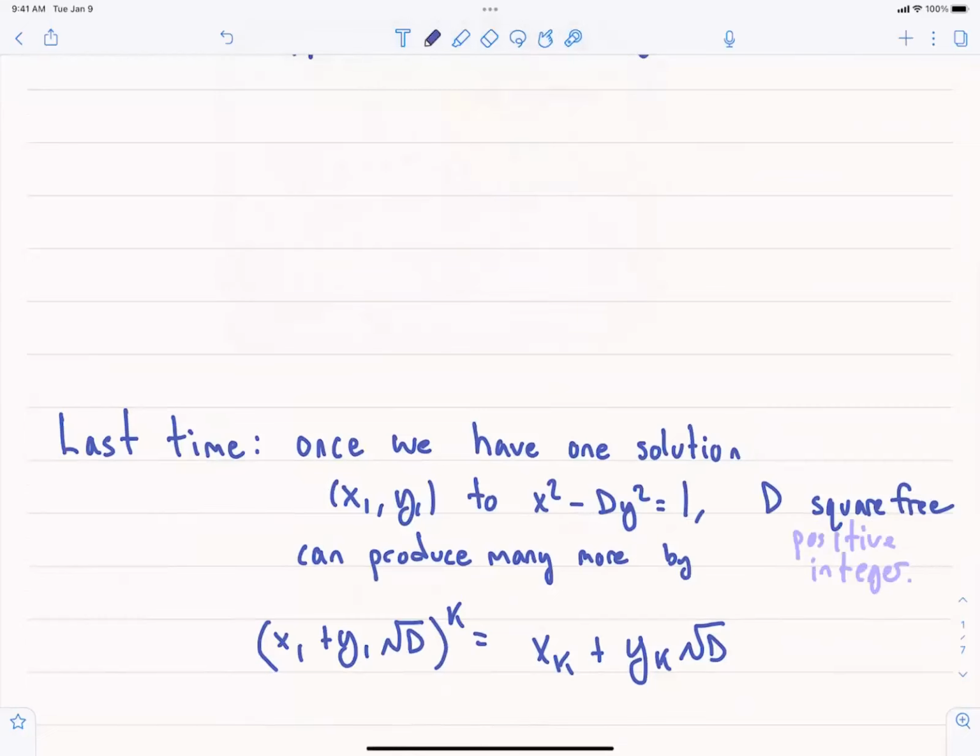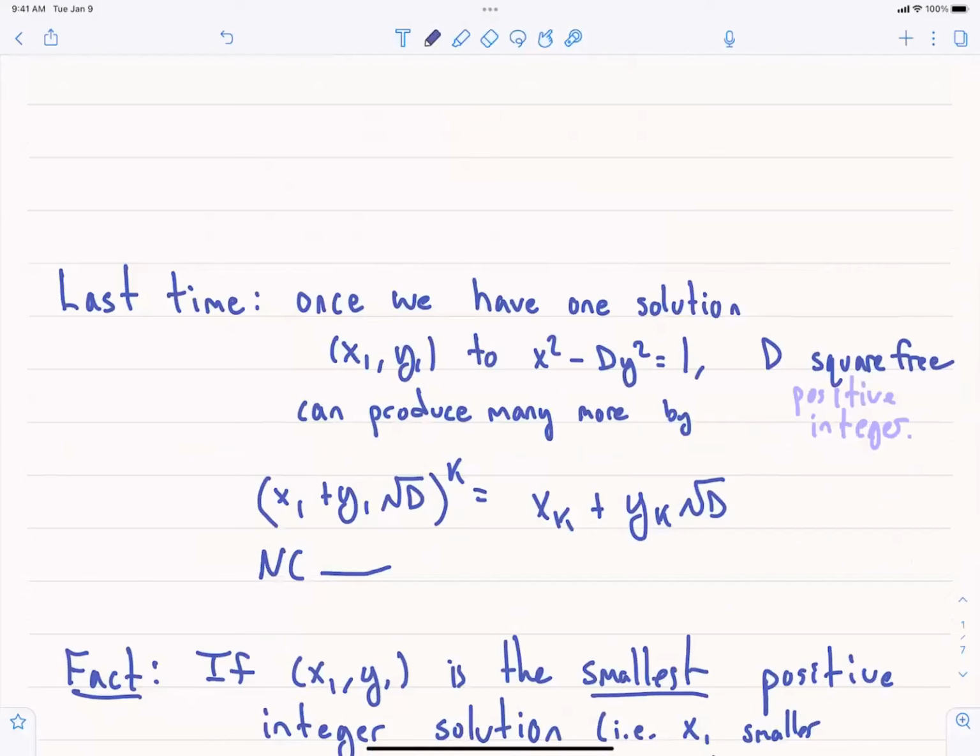And the main thing we saw is that once we have one solution, then we can produce many more by using arithmetic in the ring of quadratic integers. If we have a solution x1, y1 to this equation, it's the same as giving an element x1 plus y1 square root of d with norm equal to 1. So this element has norm 1, and so the norm of this to the kth power is equal to the norm to the kth power, which is 1.